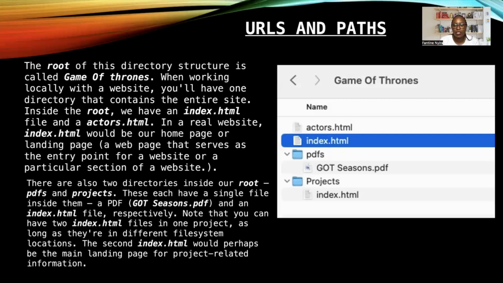There are also two directories inside this Game of Thrones: PDFs and projects. Each has one file. The PDFs directory has the Game of Thrones seasons PDF, and the project directory has one index.html. Don't confuse the index on the root level with the one inside the project, because if we put this directory on the web server, the first page that will come is the index page on the root level, which is Game of Thrones.